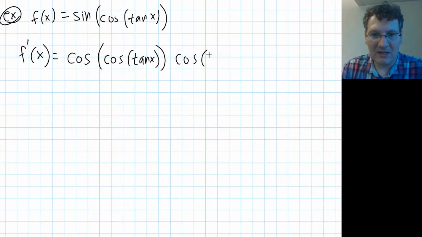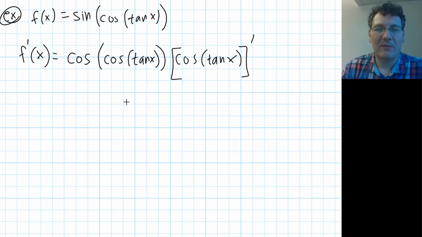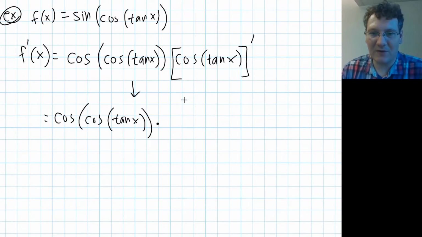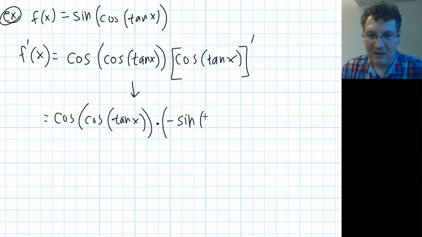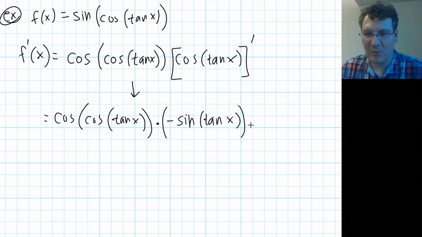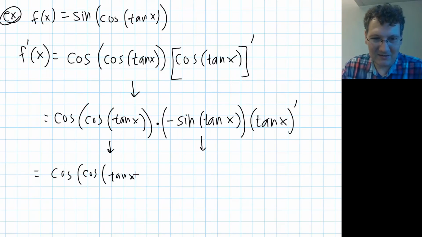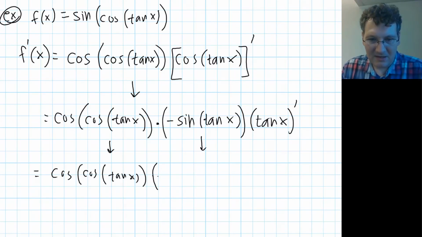times cosine of tan x, prime. Now, I'm going to bring this down. We have cosine of the tangent of x, that hasn't changed. Multiply that by, what's the derivative of a cosine? It's the negative sine of the tangent of x. But we have to multiply this now by the derivative of the tangent of x. So we bring this down and we bring that down. So it's the cosine of the tangent of x times the negative sine of the tangent of x.